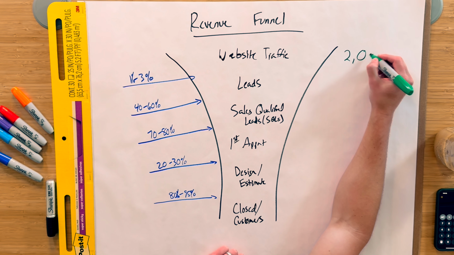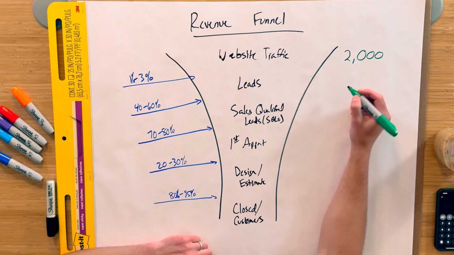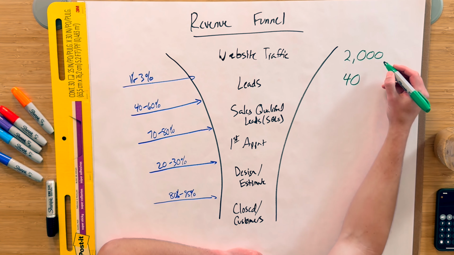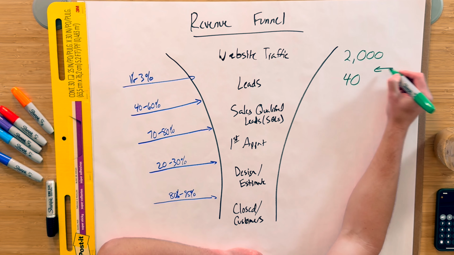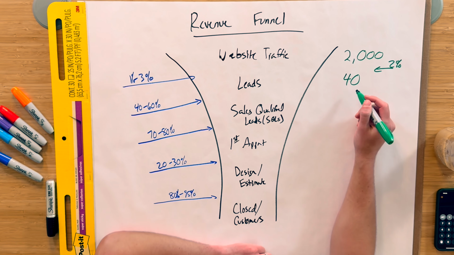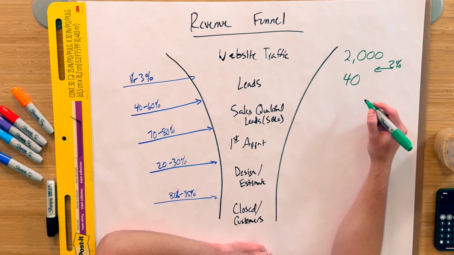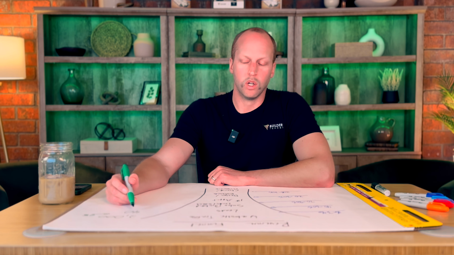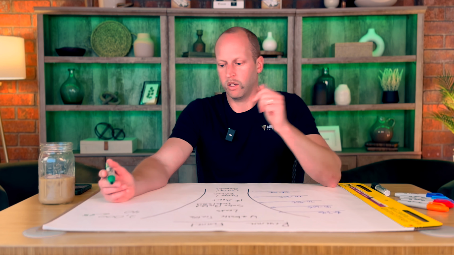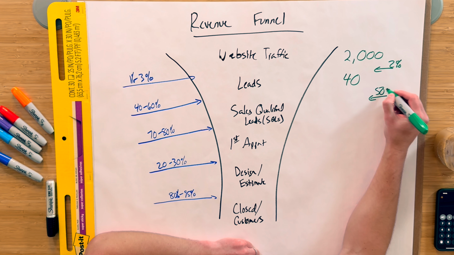So let's say we're getting 2,000 visits to our website. If we are converting 2%, then we are going to end up with 40 leads. So this is going to be that, we'll do it on this side, 2%. So we're kind of in the middle of this range here. We're going to get 40 leads. Then we're going to drop down to our sales qualified leads. So again, how many of these 40 people, when we get on the phone with them, meet that criteria of right budget, right area, right project type? So we're going to have our conversion rate here, and we're going to have 50%.